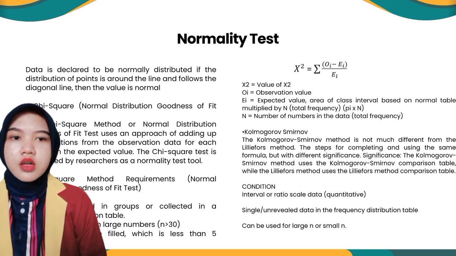Kolmogorov-Smirnov. The Kolmogorov-Smirnov method is not much different from the Lilliefors method. The steps of completing and using the formula are the same but with different significance. The Kolmogorov-Smirnov method uses the Kolmogorov-Smirnov comparison table, while the Lilliefors method uses the Lilliefors comparison table. Condition: interval or ratio scale data, quantitative. Single data or data in the frequency distribution table can be used for large n or small n.